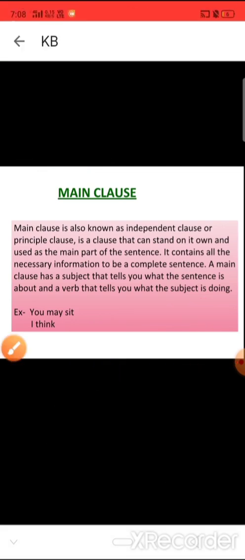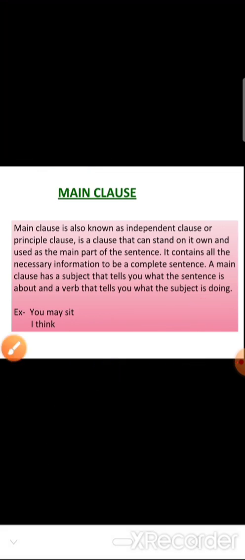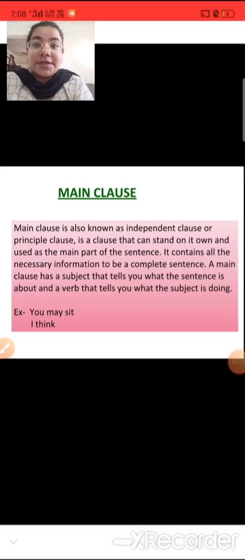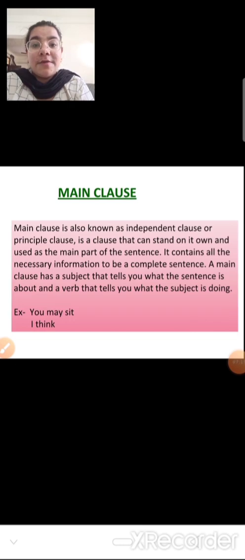So this is about the main clause: it does not need anything else to complete it, but it is there to complete a phrase. A main clause is always used as the main part of a sentence. It is used to complete the other part of the sentence, and it is just enough for itself. It doesn't need any other part or any other group of words to complete it. So that is the main clause.